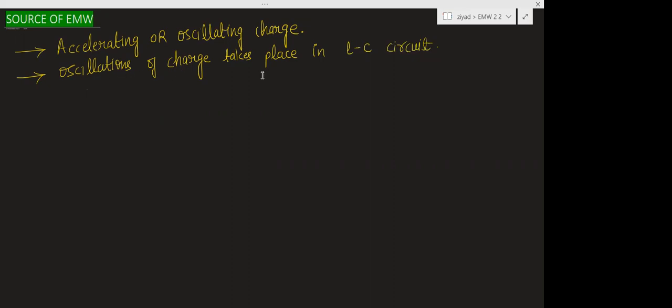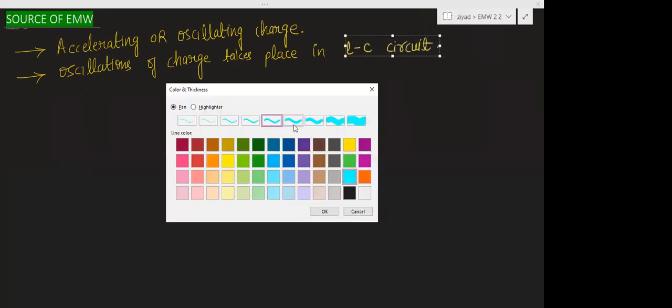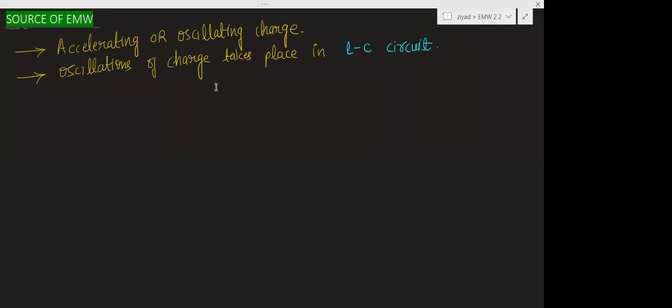Basically, the LC circuit has now been removed from your syllabus. This is a topic in alternating current, AC. So you have to remember this point. What is the source of electromagnetic wave? Accelerating or oscillating charge.